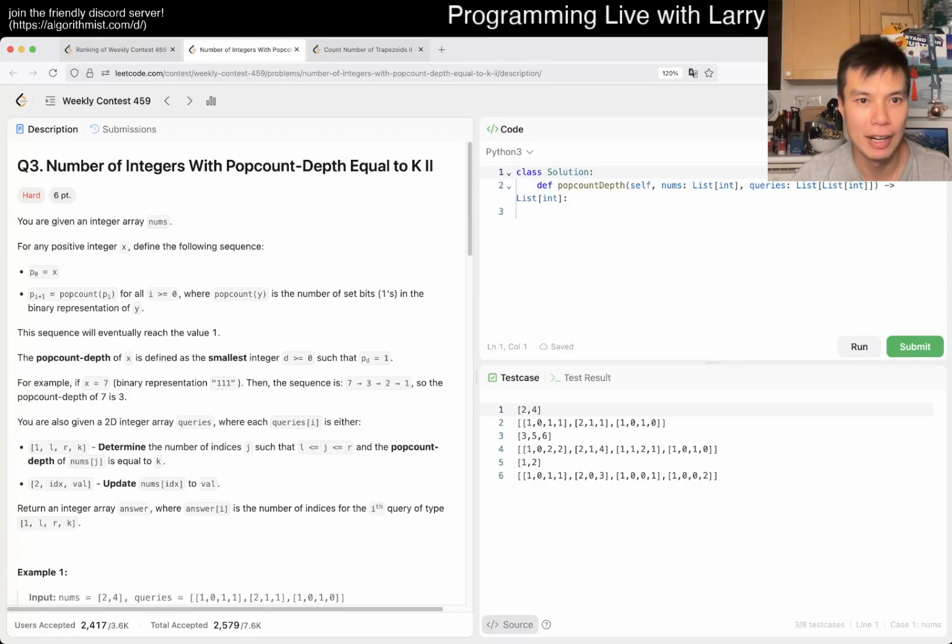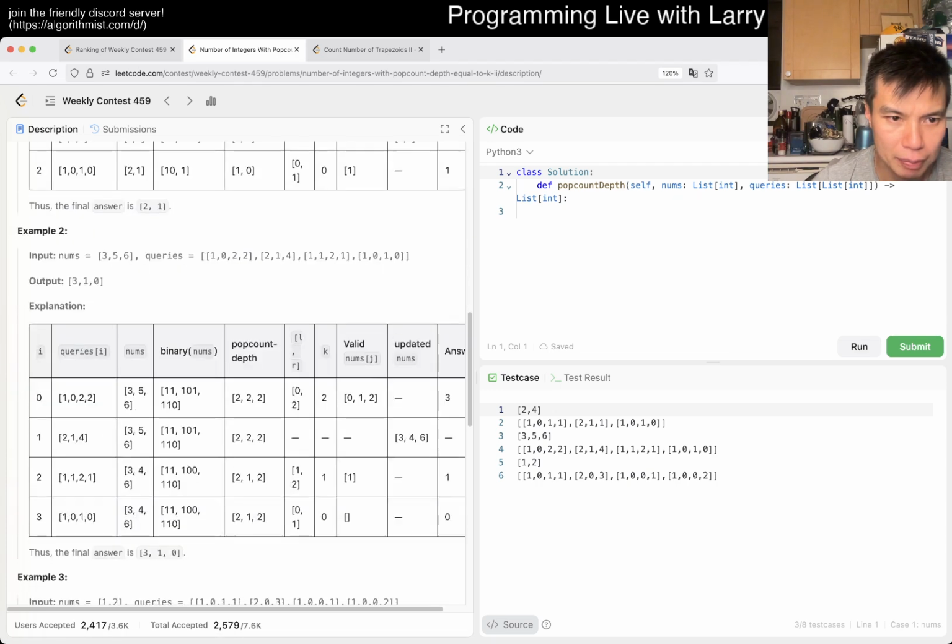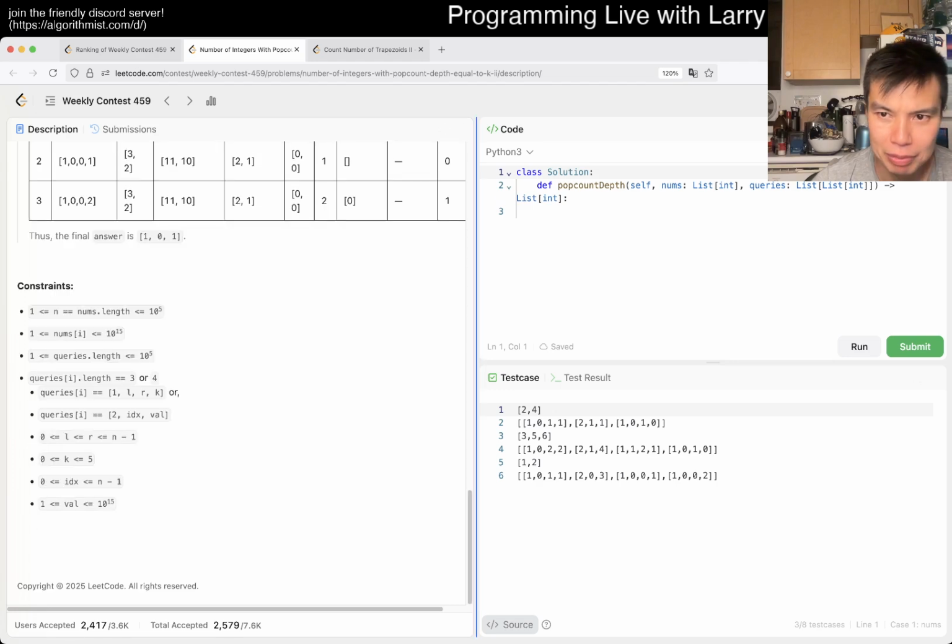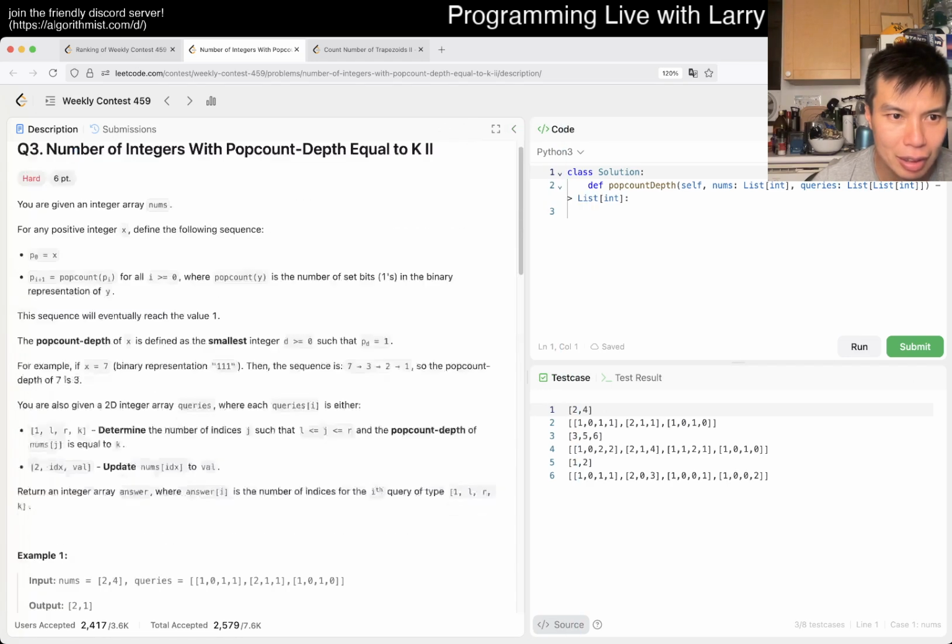But okay. Q3 is, this is the same one as yesterday's, or for me it was just like an hour ago. But it's Q2. Oh, not Q2. Part 2 of it. So okay, let's see. What's different about it? Oh, you have some sort of query thing. Okay.